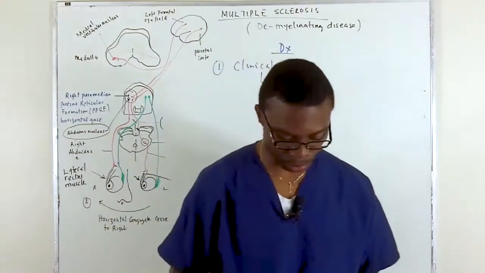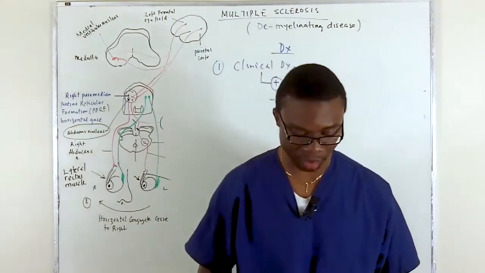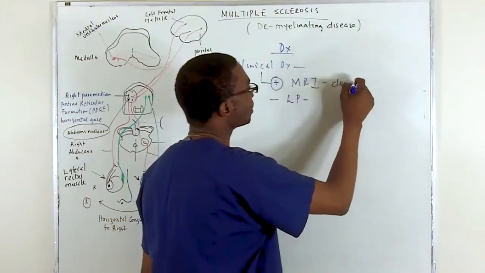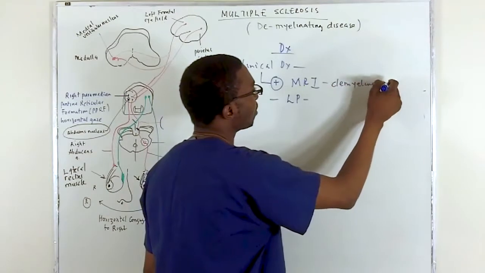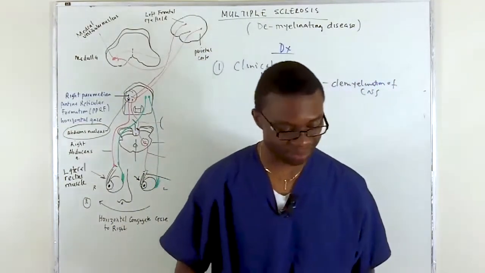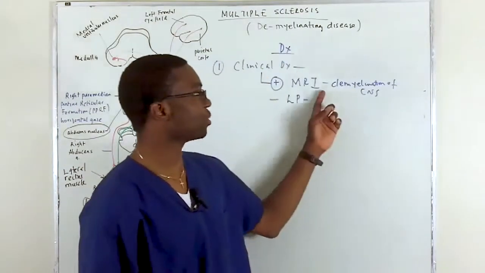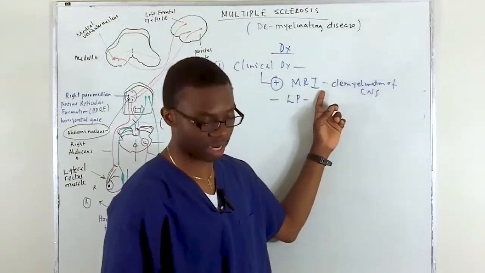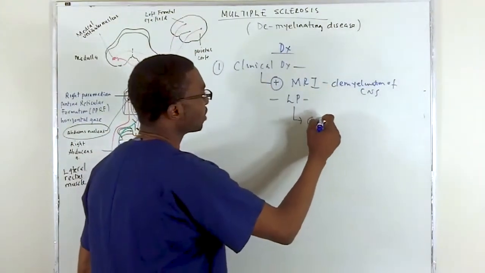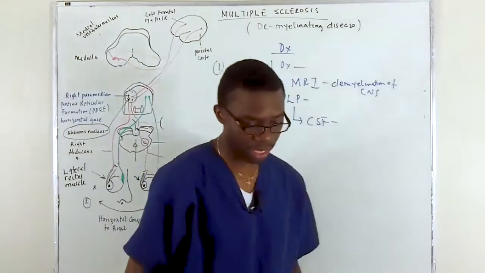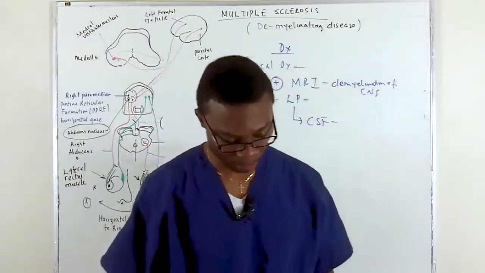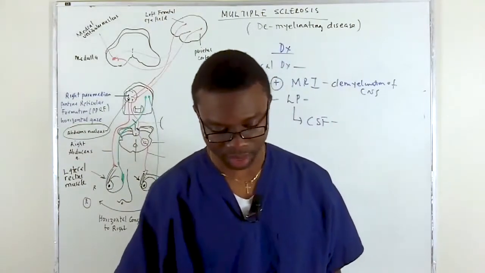MRI by far is the best and the most sensitive test of choice to make the diagnosis on any patient that has multiple sclerosis. And often what you're going to be able to see on MRI is a lot of demyelination of the CNS. That's why we order an MRI. So often 90% of patients that have MS are going to have abnormality on their MRI, and their CSF, which is cerebrospinal fluid, is going to be also abnormal in patients that have multiple sclerosis.